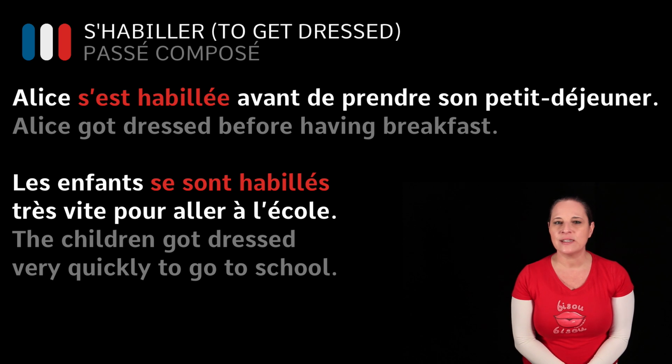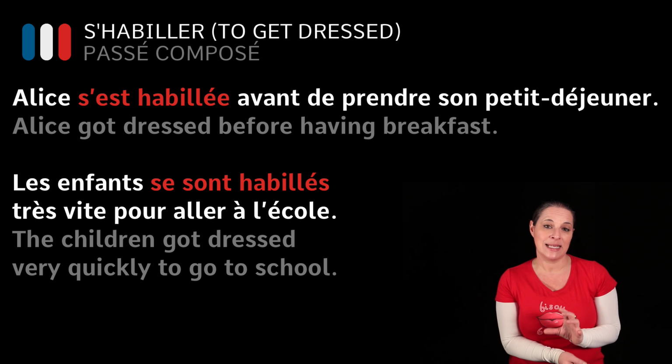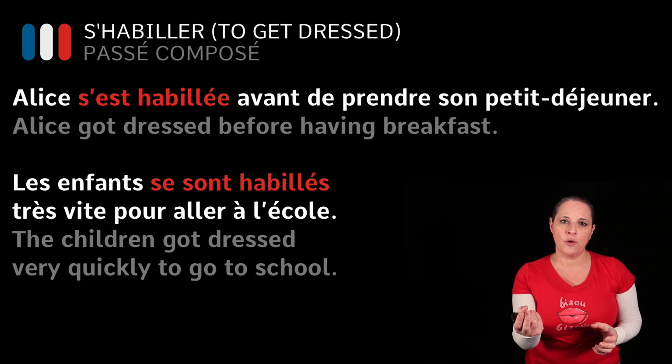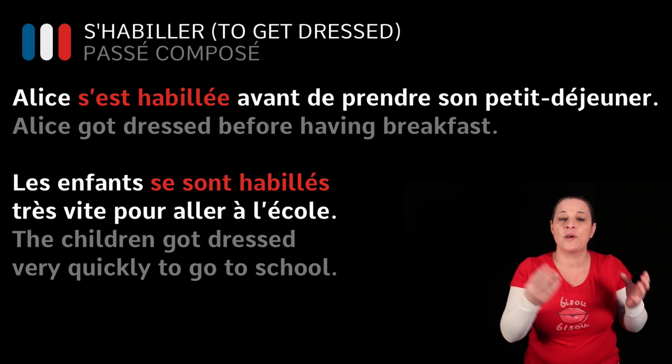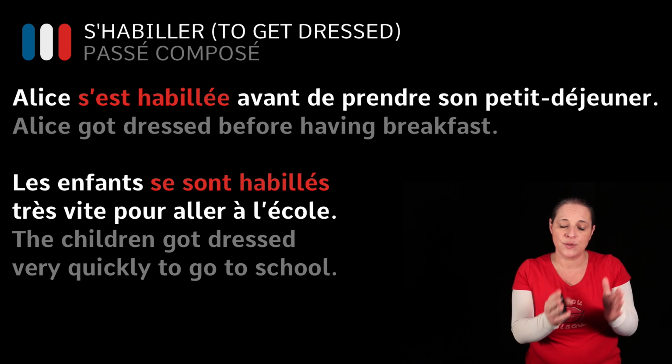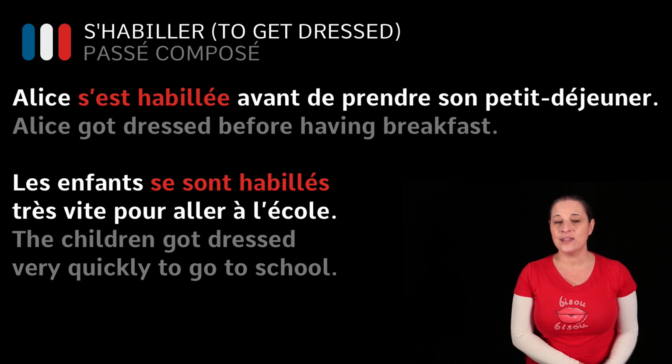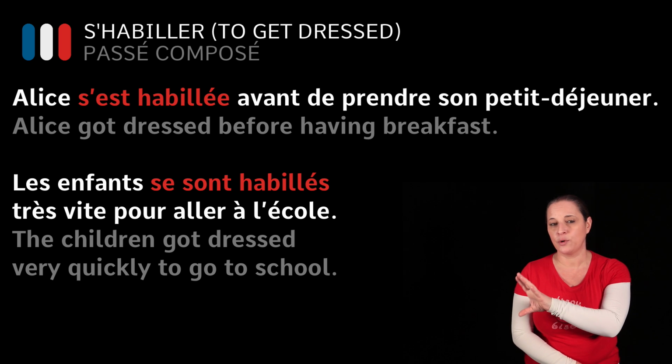Now remember that les enfants is they, okay? And it's ils. And ils goes with se in a reflexive form. But in the past tense, it goes with sont as well. So ils se sont, which is they are, okay, in the present tense. And then you add the past participle of that verb, habillé, okay?